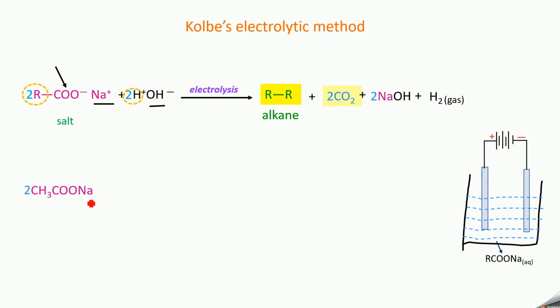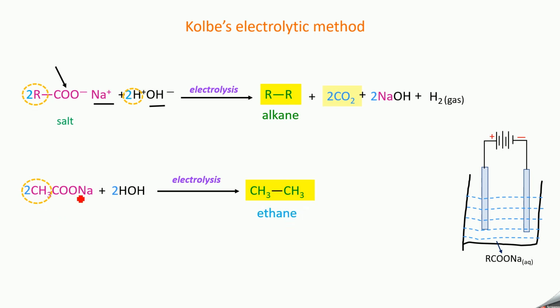So this is 2 molecules of sodium acetate you take, and we do electrolysis with 2 molecules of water, that is, the aqueous solution of sodium acetate you have to take. So when you do electrolysis, these two CH3 groups will combine to form CH3, single bond, CH3. This is what we call ethane.